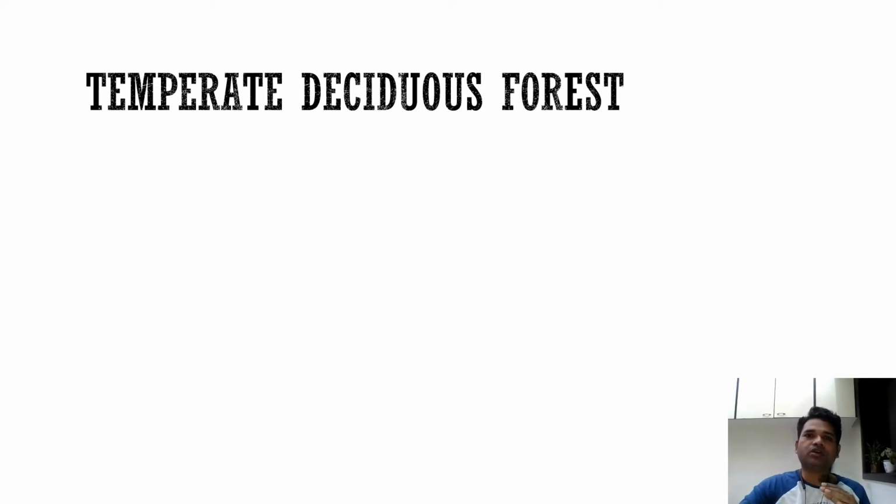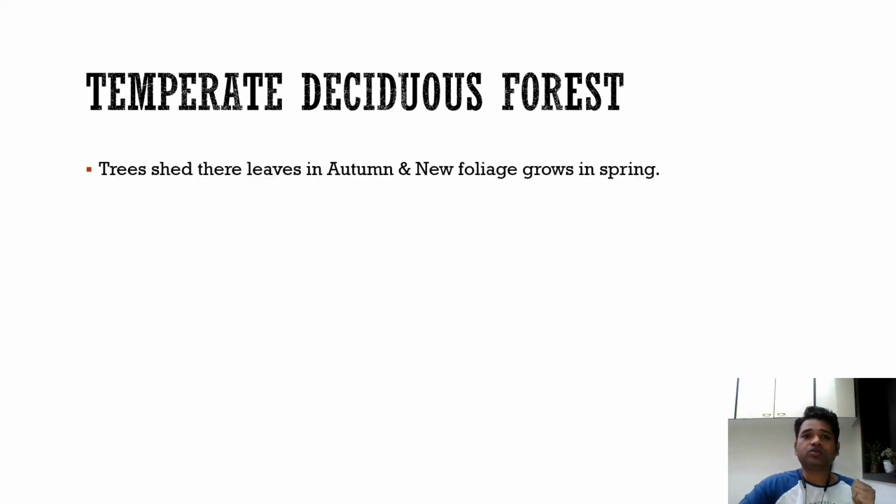And the landmass over here has to face a long winter of at least 6 months. Due to that, the forest ecosystem is adapted, or designed, in that way. So the trees over here shed their leaves. I'm talking about the temperate deciduous forest. The trees shed their leaves during the autumn, and the new leaves grow during the spring season.